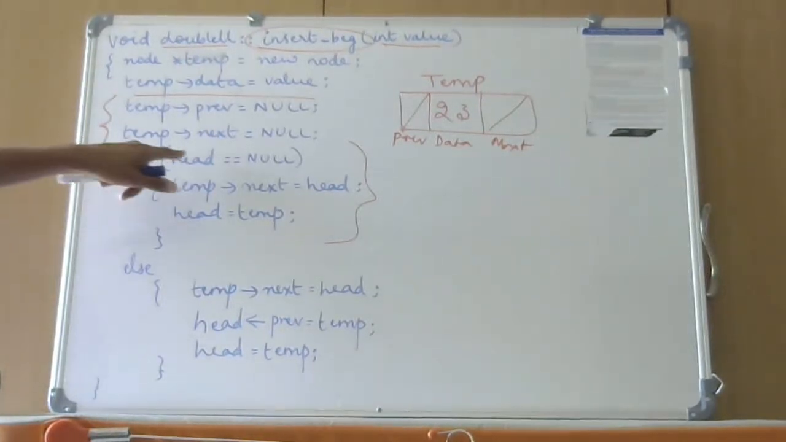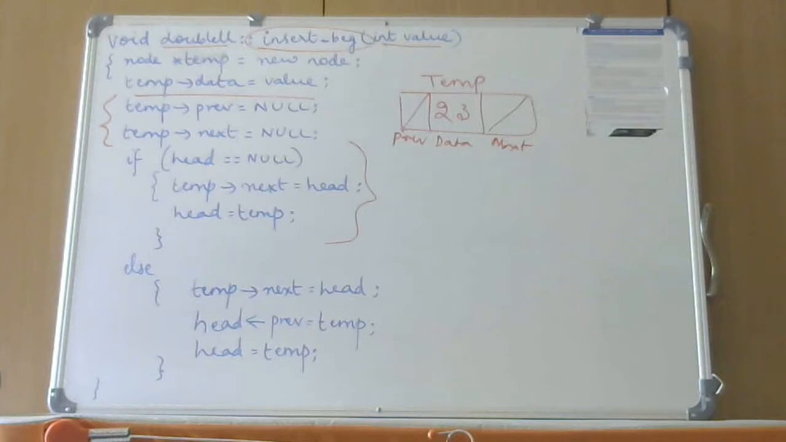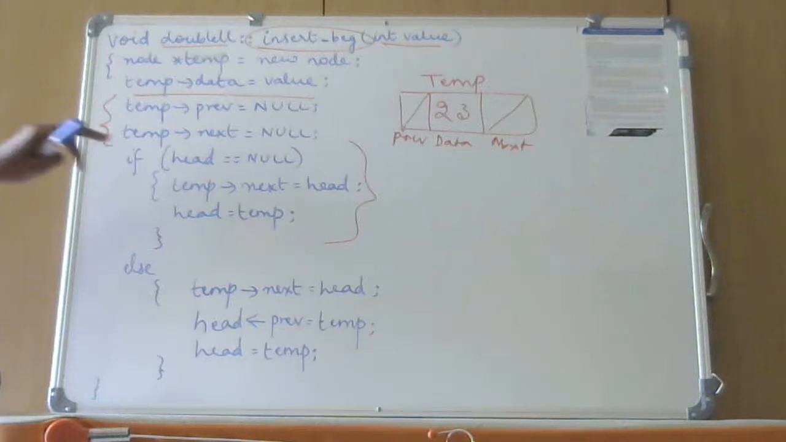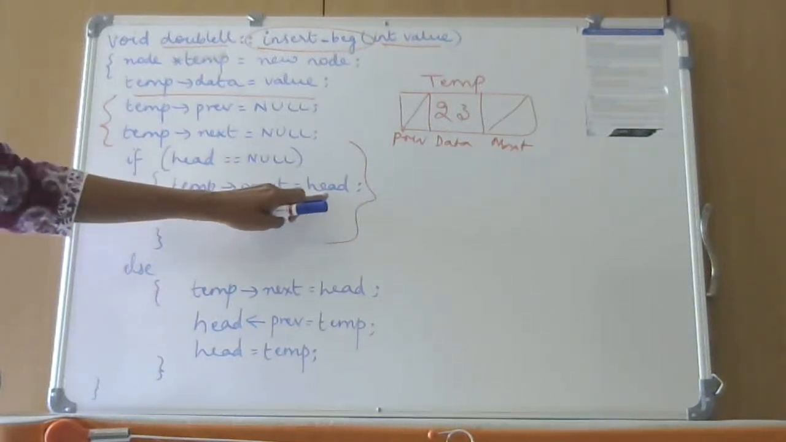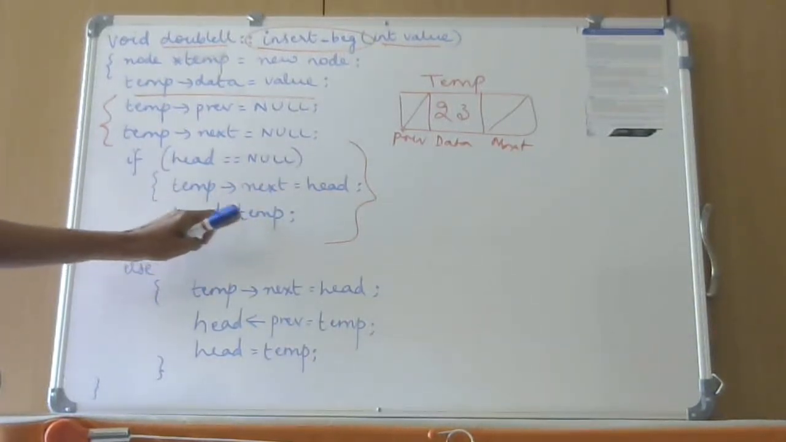It is the same. If head is equal to null. If head is null, that means you are having a pointer called head which is going to store the address of the first node. When there are no nodes, then this is going to be null. So if head is null, temp of next is equal to head, head is equal to temp.